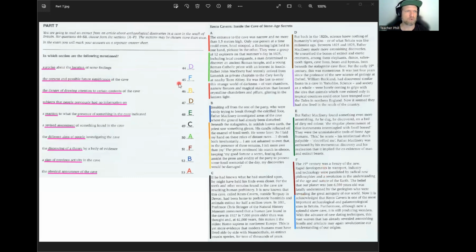And question 45, the present and possible future significance. When I read this question, I thought this might come at the end of the text, and so it is, where they talk about how it may again revolutionize our understanding of our origins. It is one of the most important archaeological and paleontological sites in Britain. What a word. In the present it's super important, and in the future it will be important again. So these are my answers. Of course, we have to check them. Do you have the same?